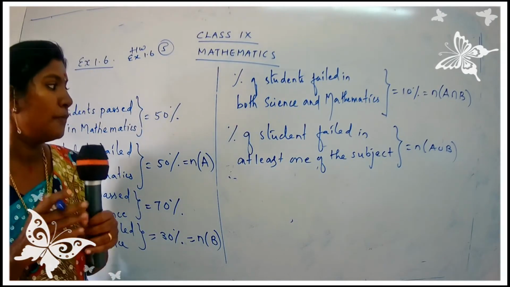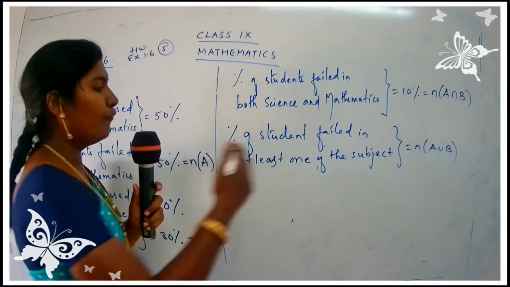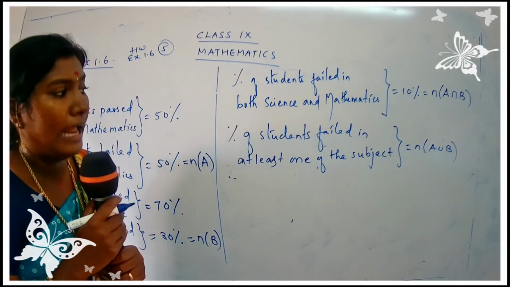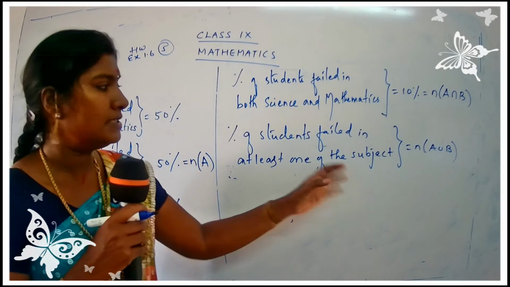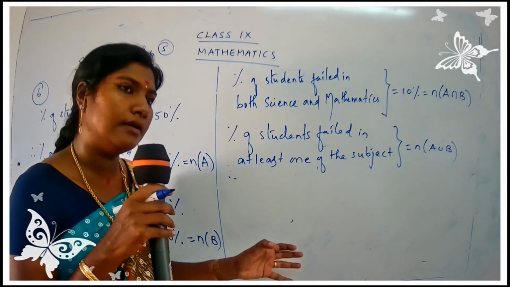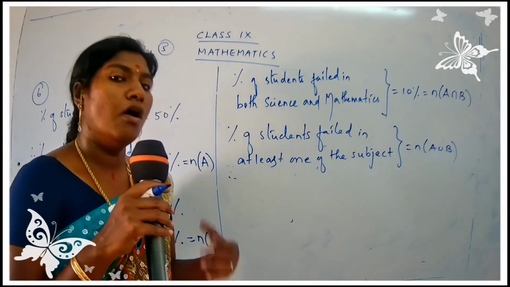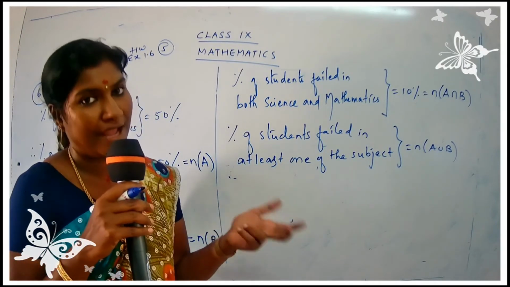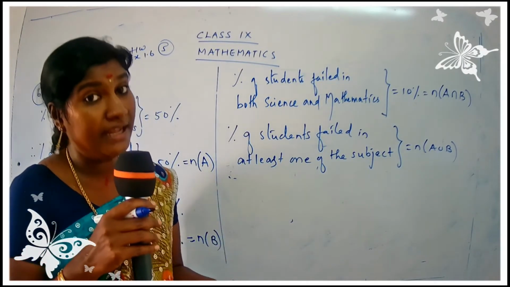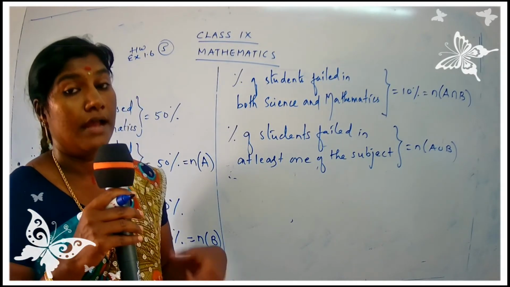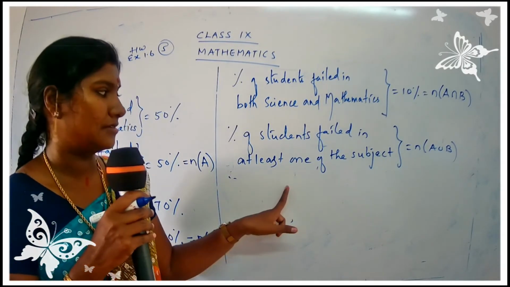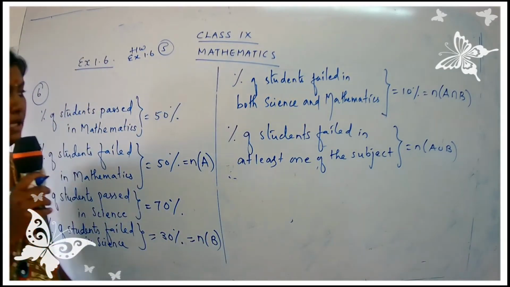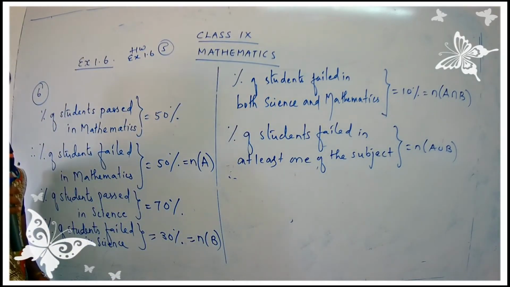Okay. So percentage of students who failed in at least one of the subjects, you have to write it down as n of A union B. Union means here you are going to take the subject science or subject mathematics. That is, a student can fail. He would have failed in maths and science also, at least 1 or 2. So this is equal to n of A union B.